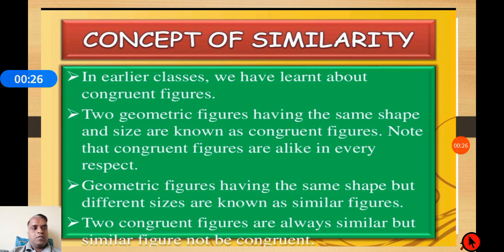In earlier classes we have learned about congruent figures. Two geometric figures having the same shape and same size are known as congruent figures. Note that congruent figures are alike in every respect. Geometric figures having the same shape but different sizes are known as similar figures. Two congruent figures are always similar, but not all similar figures are congruent.